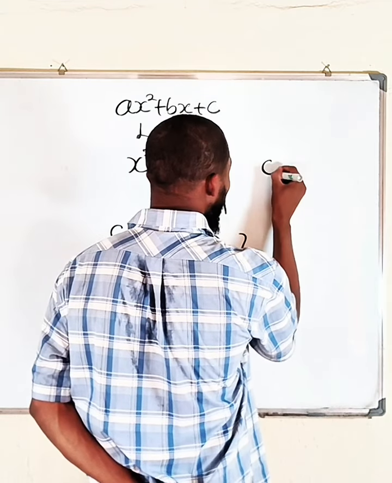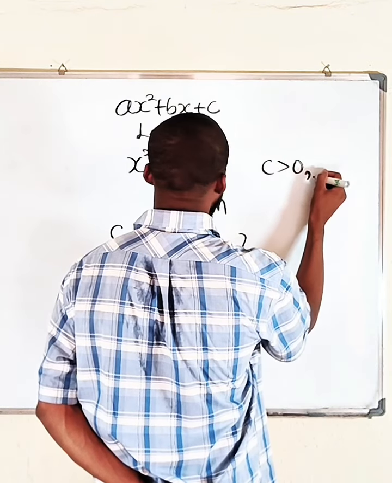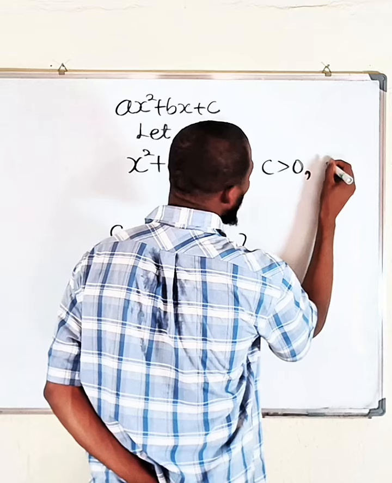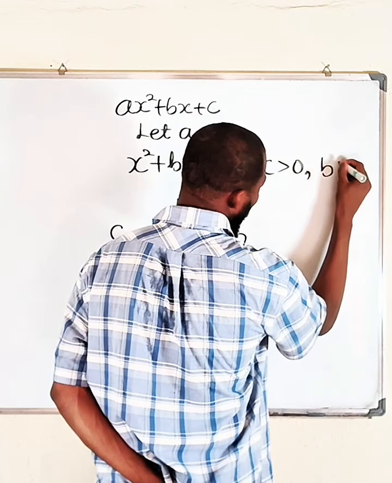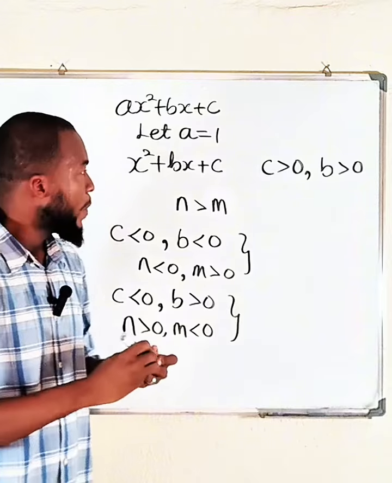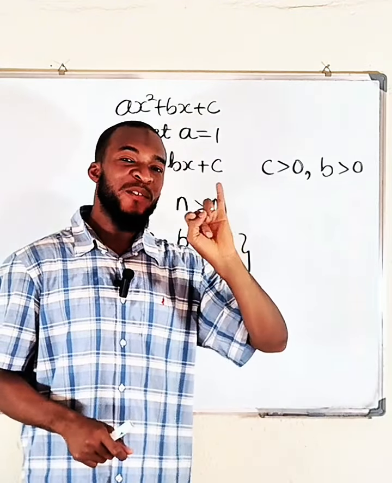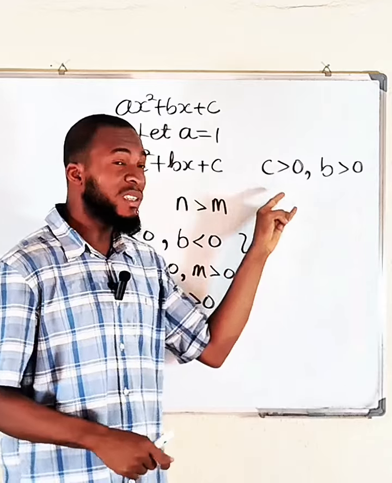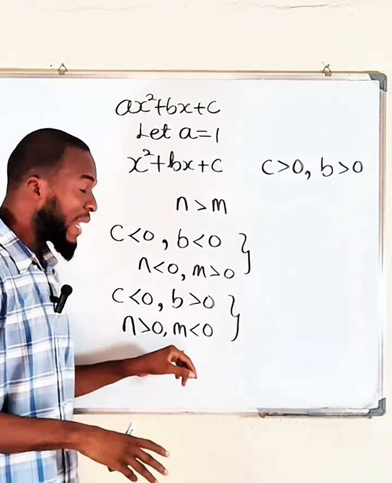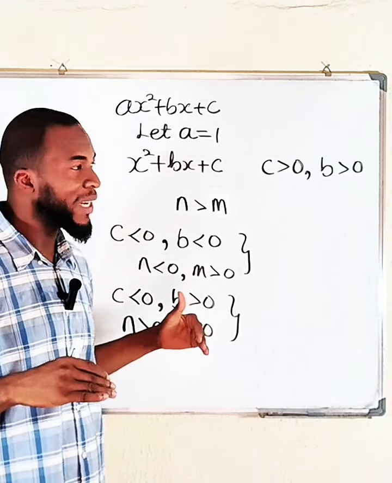Then the third condition, let me use this side. If the constant is positive, then the coefficient of x is also positive, b is positive. You can only multiply a negative by a negative to get a positive, or a positive by a positive. So in this case, m and n can both be negative or both positive at the same time.